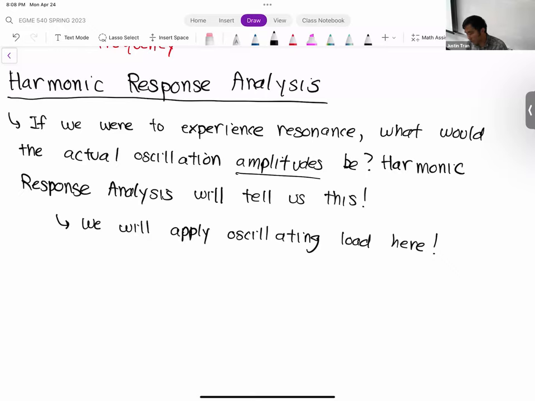Of course, for that oscillating load, you're going to have to give it a few things. You're going to have to give it a magnitude, as well as a direction. Maybe just a magnitude, and the location.